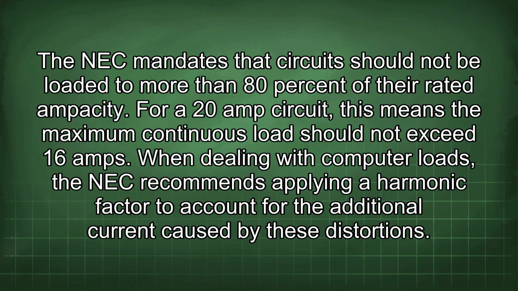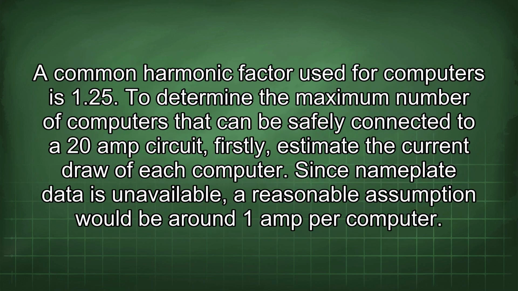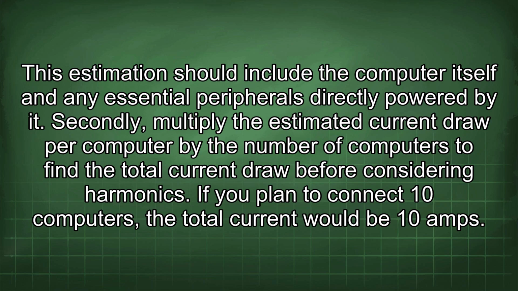When dealing with computer loads, the NEC recommends applying a harmonic factor to account for the additional current caused by these distortions. A common harmonic factor used for computers is 1.25. To determine the maximum number of computers that can be safely connected to a 20 amp circuit, firstly, estimate the current draw of each computer. Since nameplate data is unavailable, a reasonable assumption would be around 1 amp per computer. This estimation should include the computer itself and any essential peripherals directly powered by it.